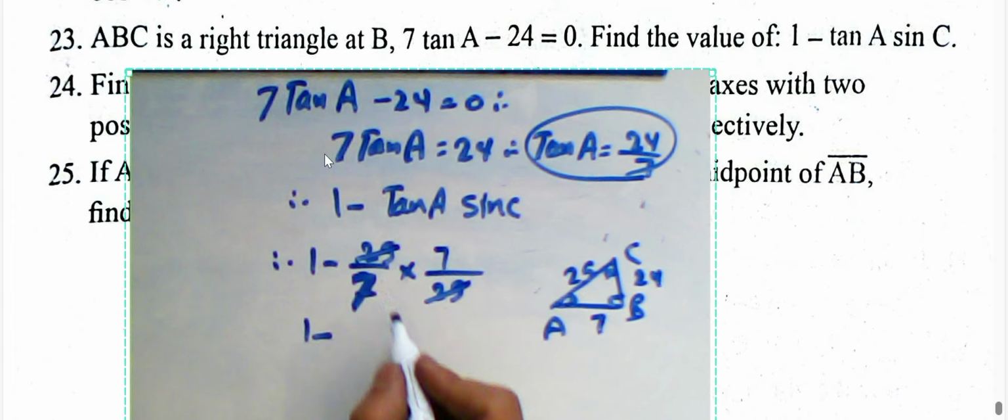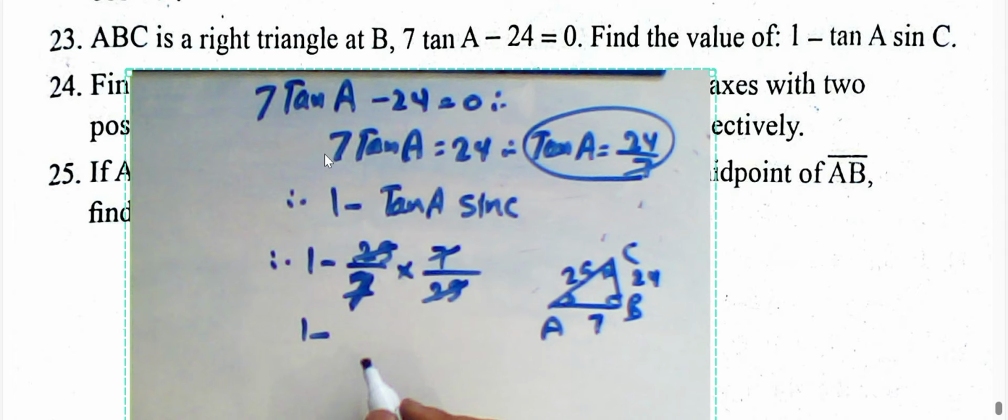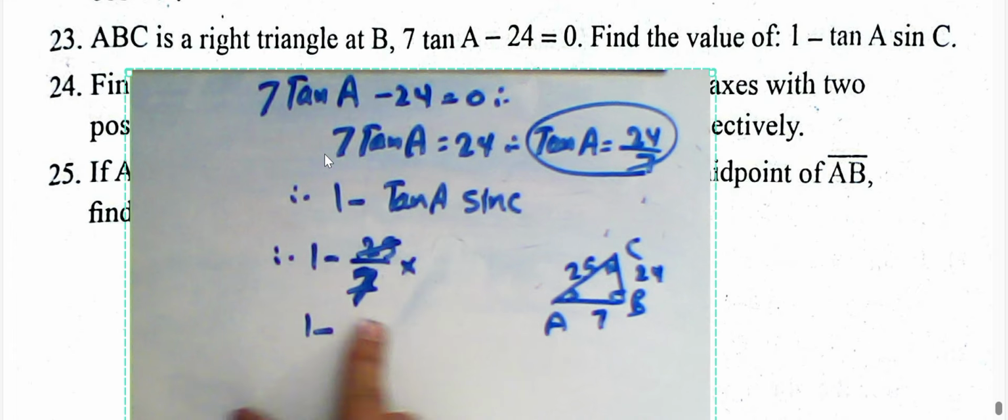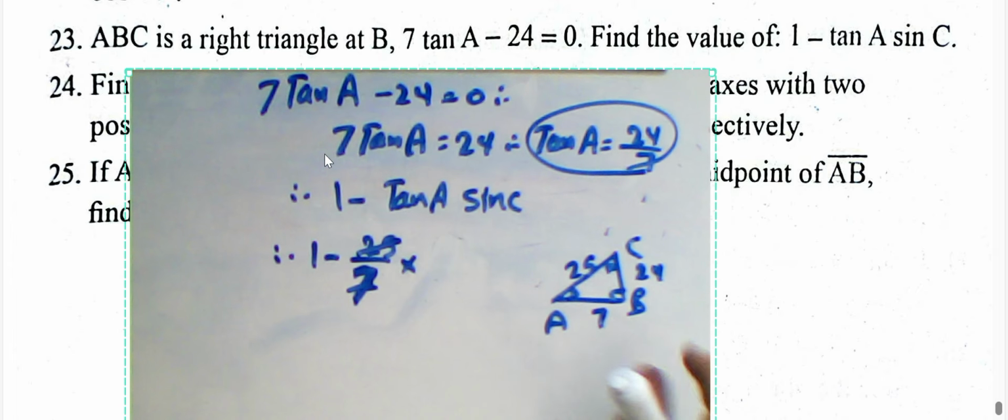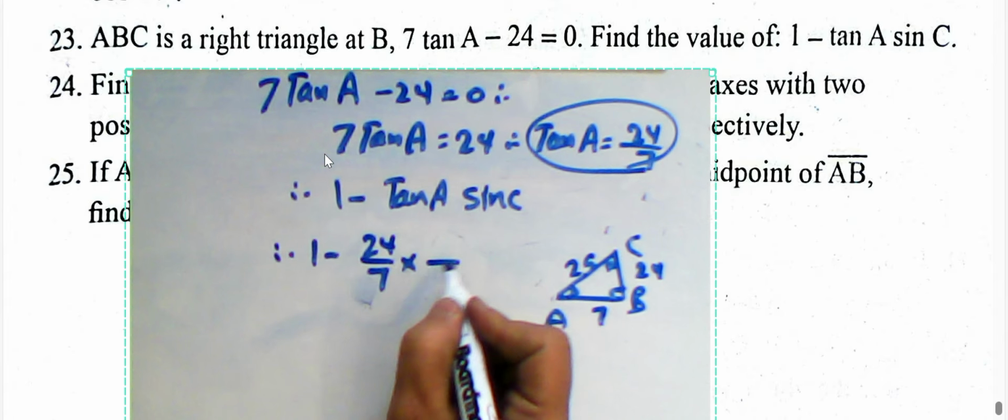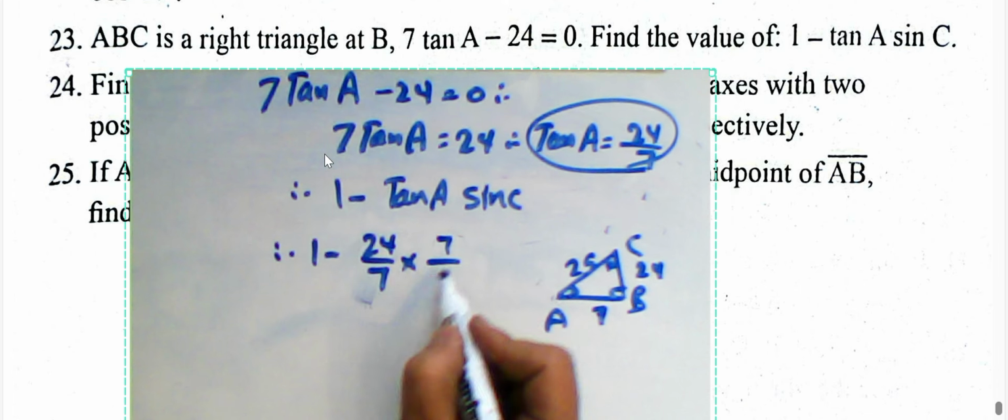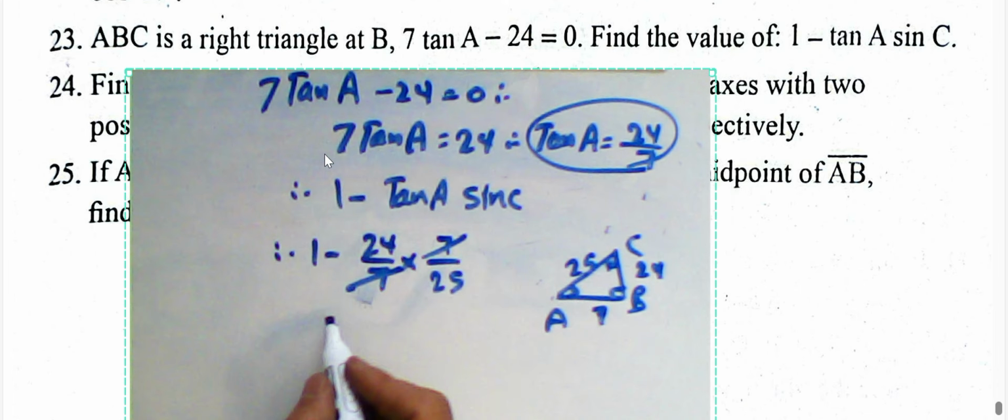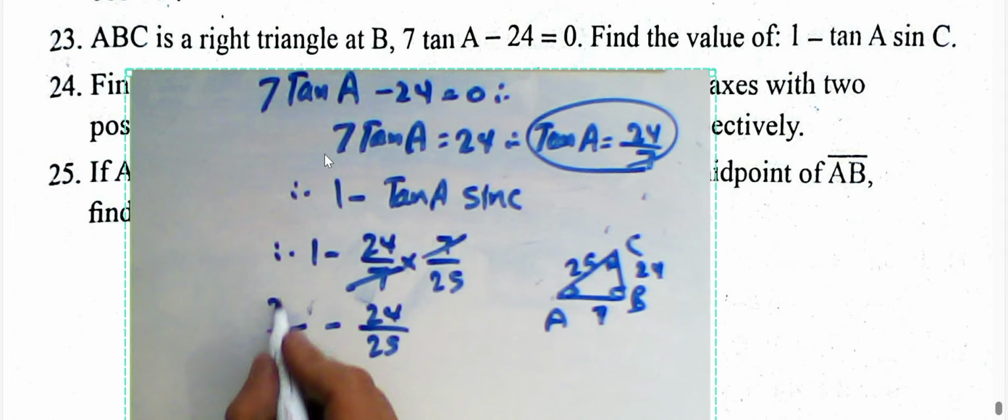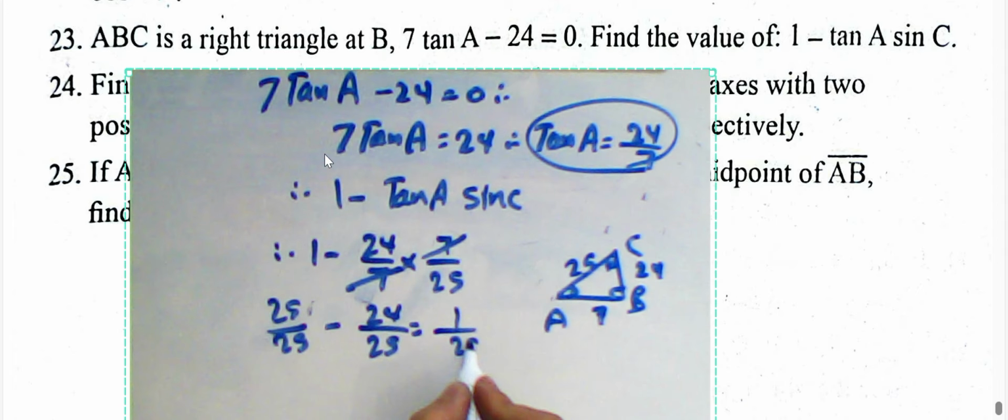Then you can simplify this together. Again, tan A was 24 over 7, and sine C is opposite over hypotenuse, 7 over 25. You can simplify it. The answer will be 1 minus 24 over 25. For 1, we can write 25 over 25. The result will be 1 over 25.